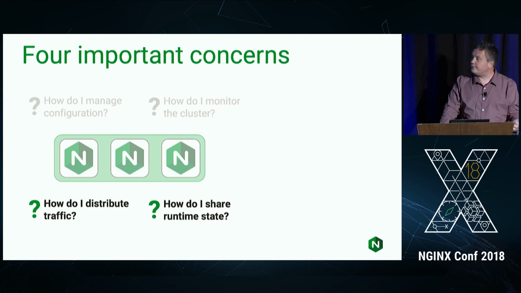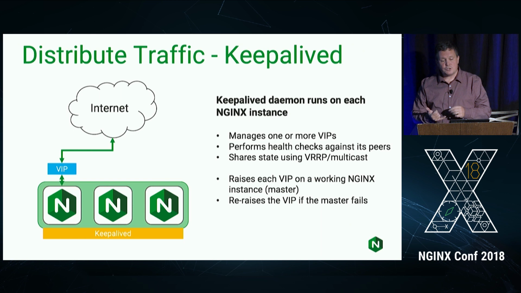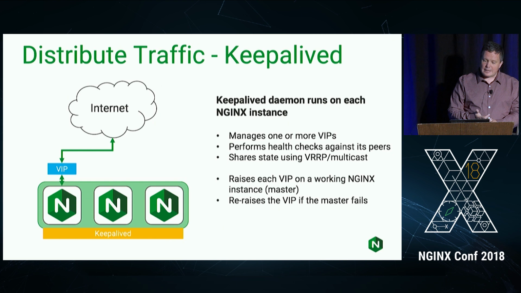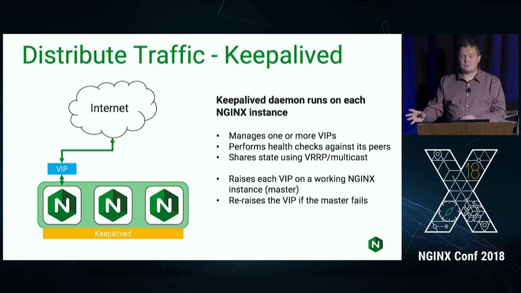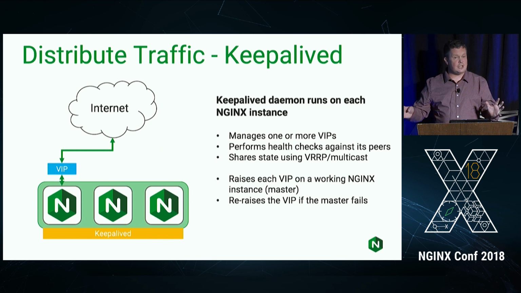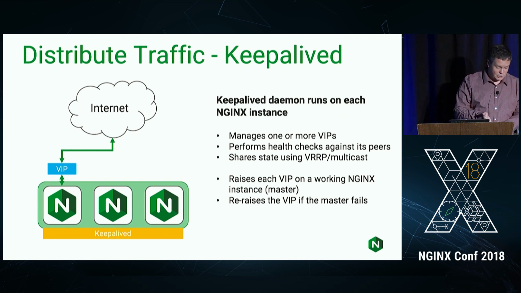Let's look at distributing traffic first of all. The most common solution that we see, almost the de facto industry standard for software servers, is the Keepalived project. Keepalived is a daemon that runs on each individual NGINX instance. You can run it for other applications as well. You can provide high availability for services like MySQL, should you wish. So it's not tied to NGINX.